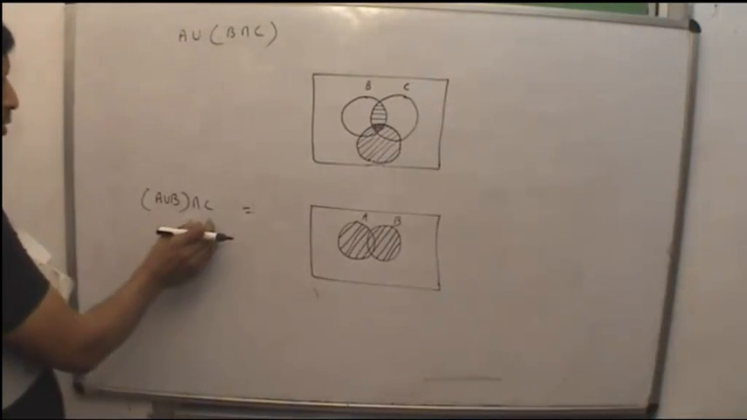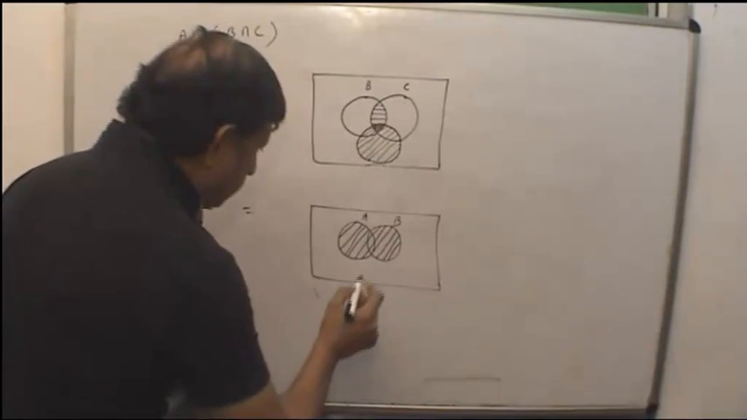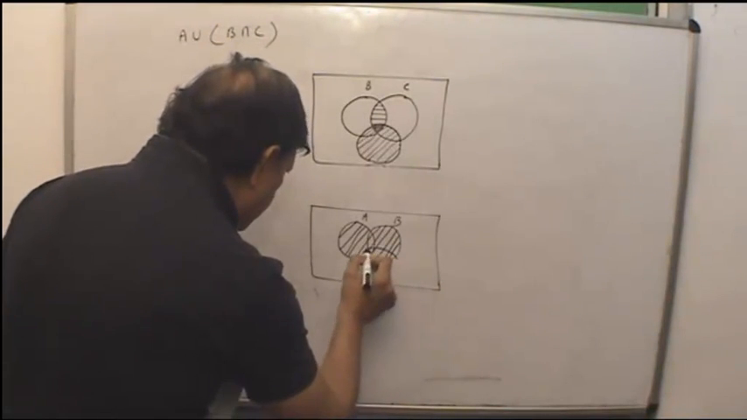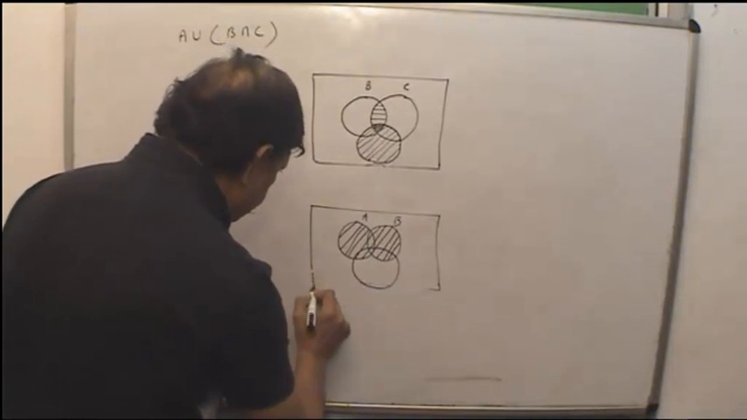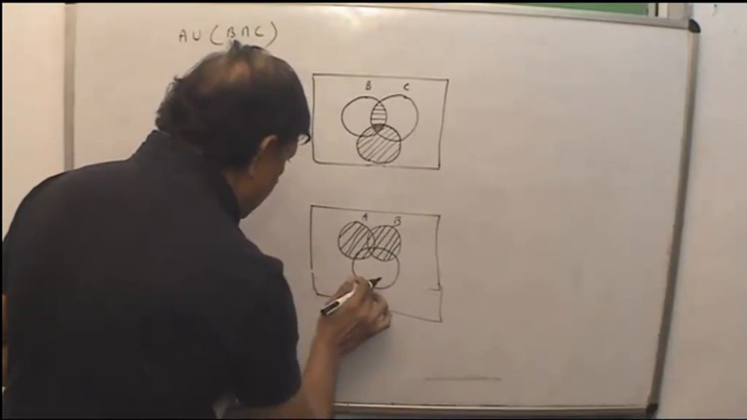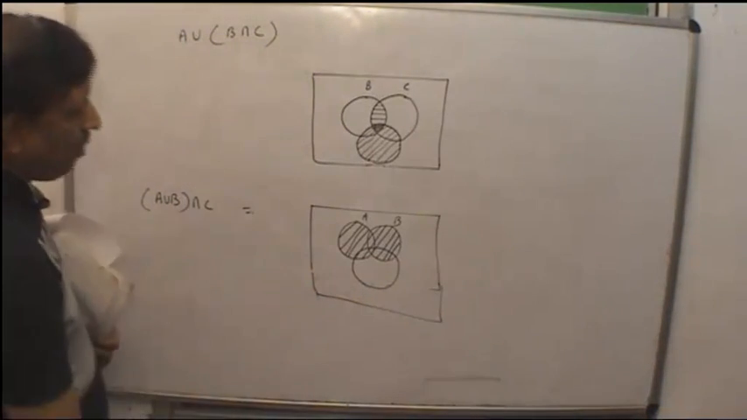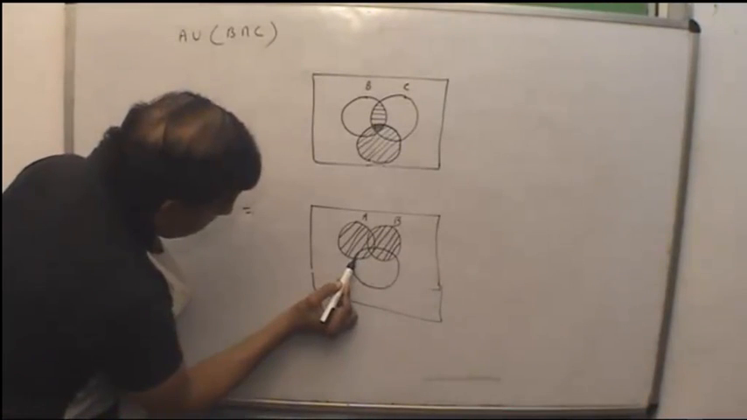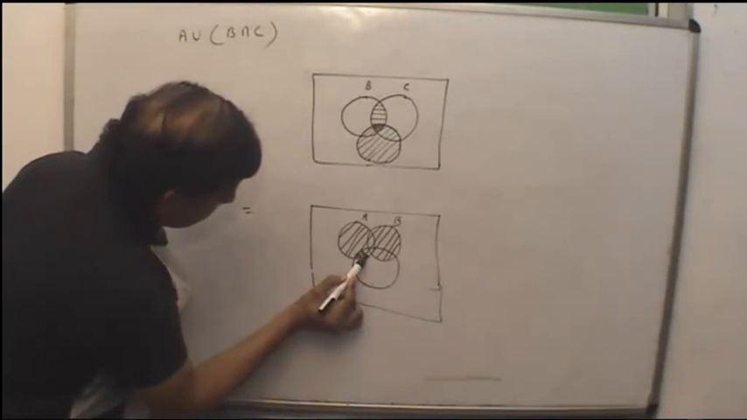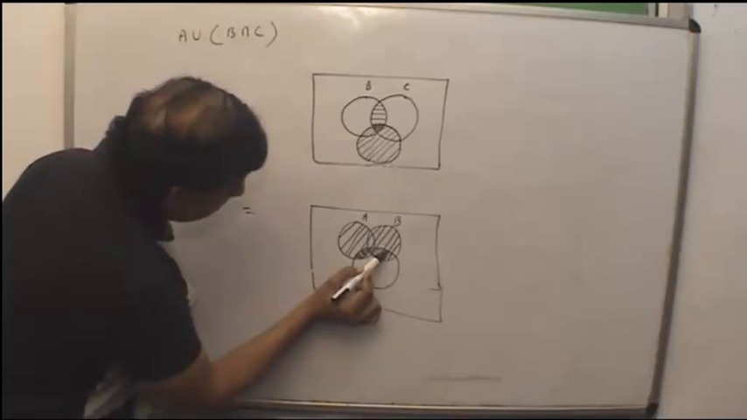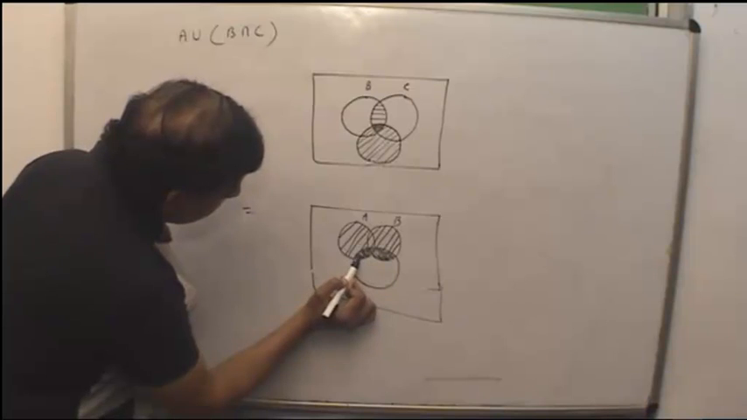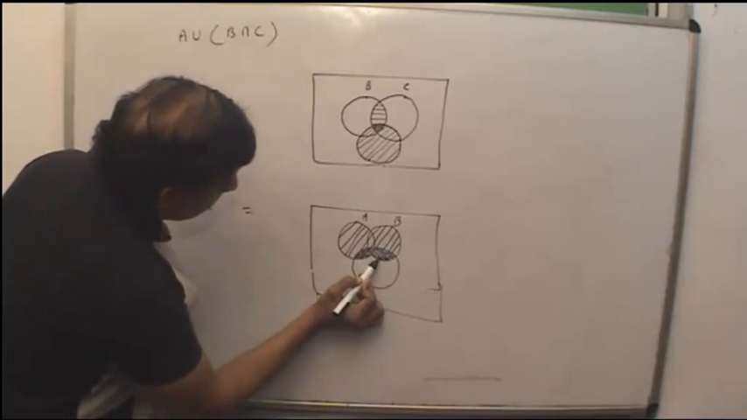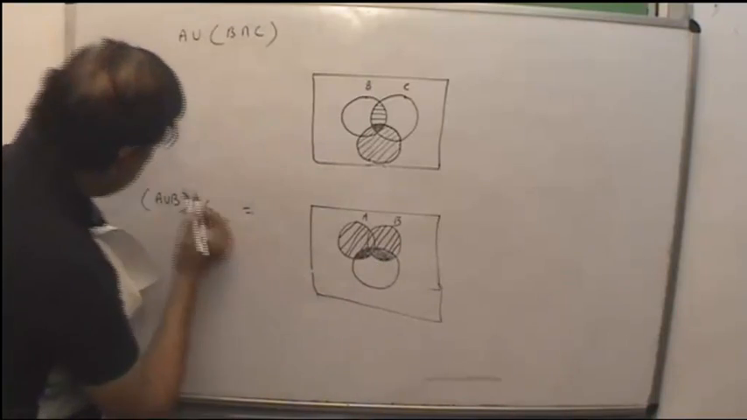But this whole bracket has intersection with C. So C will intersect with both the circles. And what does intersection mean? Common portion. If we give them a different direction, that is this portion, and if we dark it, then it is our requirement and it is the Venn diagram for this one.